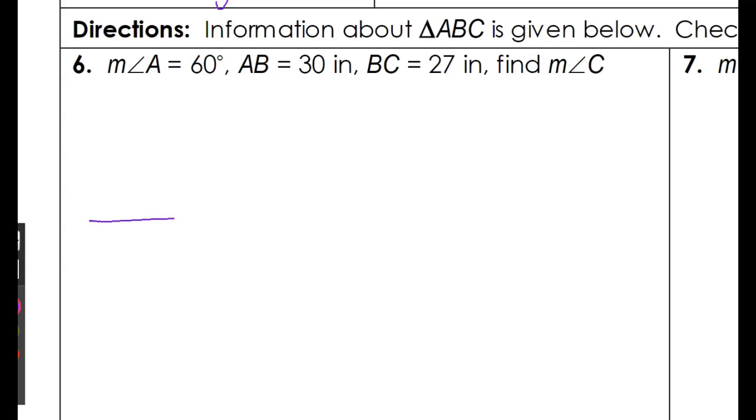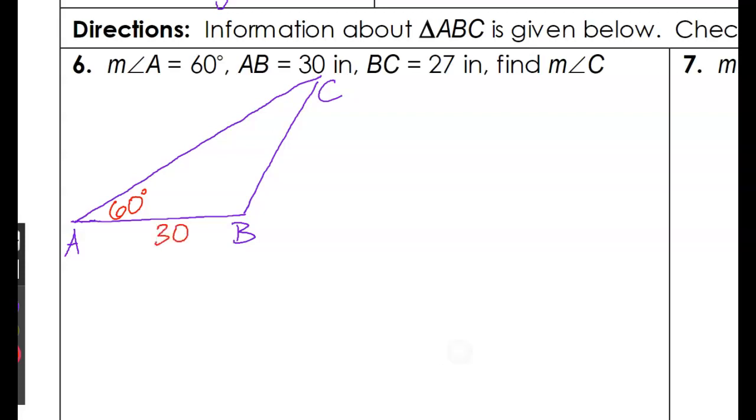Let me see here. I'm going to draw this line, and this line. So this is A, B, C. When you're drawing your triangles, you do not need to draw a specific triangle. I just wanted to draw a specific triangle so I can show you clearly what's happening here. All right. So then we put the values it gives us on our triangle. So the measure of angle A is 60, AB is 30, and BC is 27.